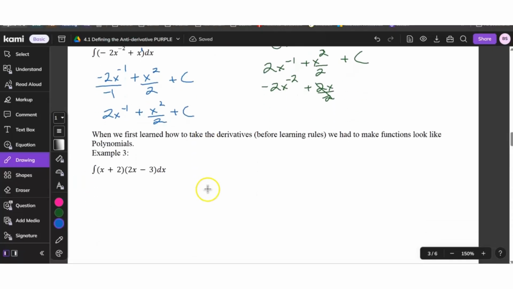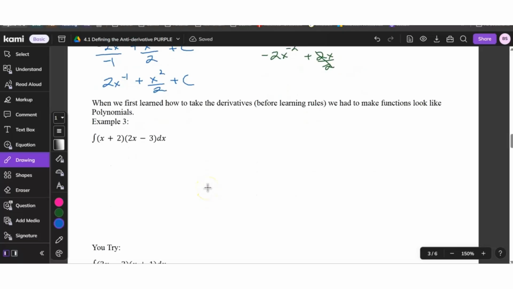Okay. Now the other thing that we did is we did this when we first learned derivatives, we turned things into polynomials before we learned product rule and whatnot. So we're going to do the same thing here. We can't take the integral of this, but we can turn it into a polynomial and then take the integral. So that's what we're going to do. So how do I turn that into a polynomial? What do I have to do? From pre-calc.